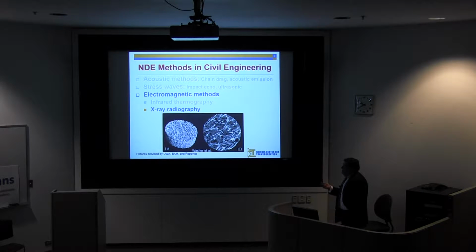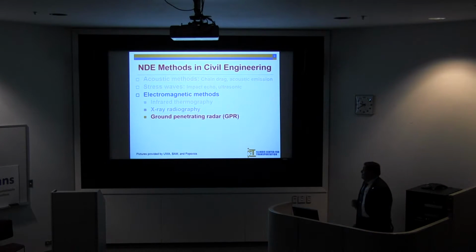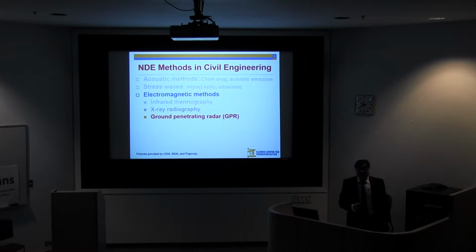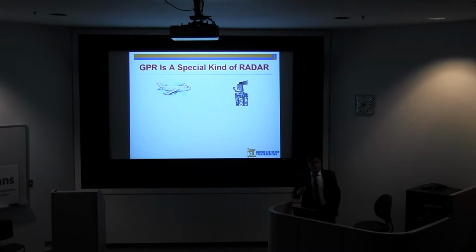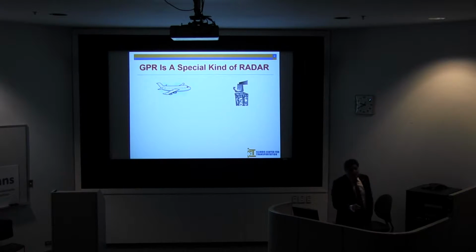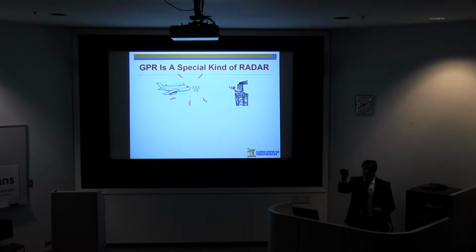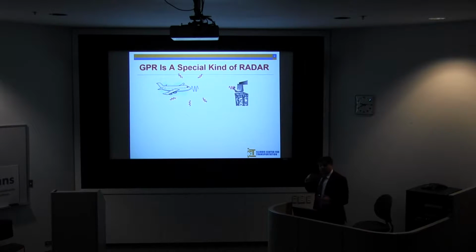So all these are non-destructive testing. But the one that I'm going to be talking about today is ground-penetrating radar. So what is ground-penetrating radar? It's the same radar that you use for detecting airplanes. You send electromagnetic waves. These electromagnetic waves go, hit an airplane, which is metal, and come back. The speed is the speed of light.